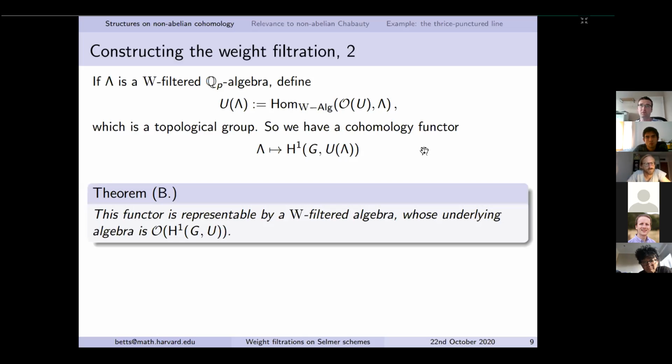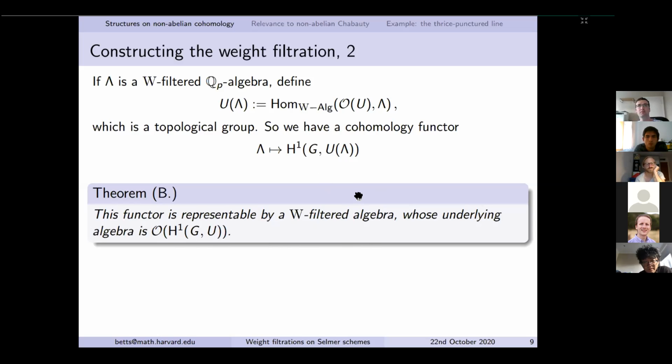And you can then prove, via exactly the same argument that gives you representability of the usual cohomology functor, that this functor is also representable by a W filtered algebra. And if you forget the filtration on this algebra, you get the affine ring of the cohomology variety. And so this effectively characterizes the W filtration on the affine ring of the cohomology variety in terms of a universal property representing this functor.